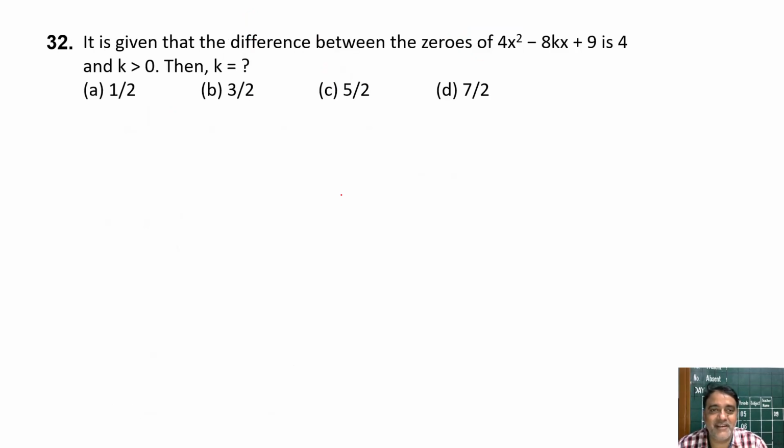In question 32, it is given that the difference between the zeros of 4x square minus 8kx plus 9 is 4, and k is greater than 0, right?